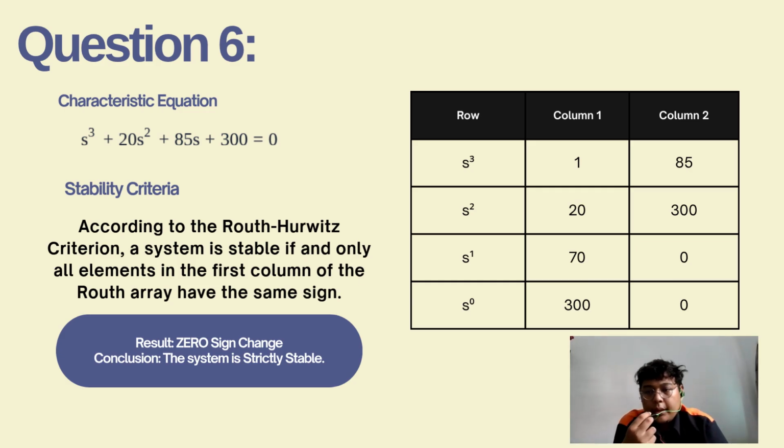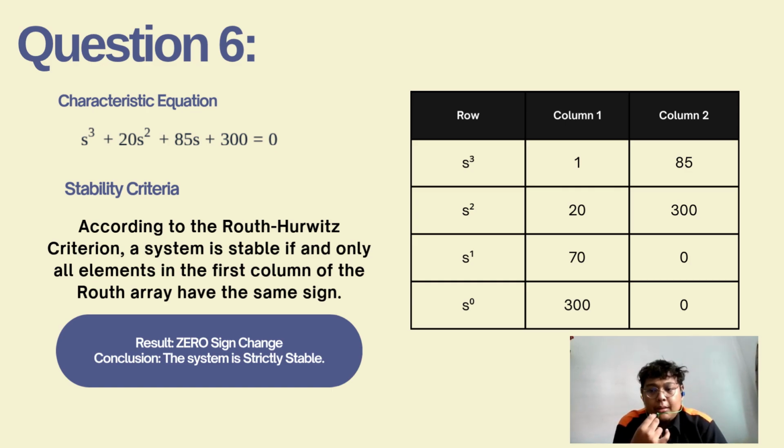Assalamualaikum warahmatullahi wabarakatuh. My name is Salim and I will do the presentation for question 6. Now we will be looking at the stability analysis for a closed loop system to determine if the system is stable with the Routh-Hurwitz criterion. We started with our closed loop characteristic equation, previously calculated as s cubed plus 20s squared plus 85s plus 300 equals 0. From here, we extract the coefficients to build our Routh array.